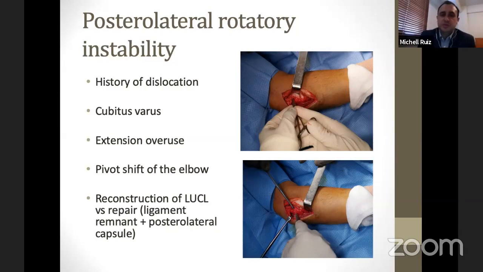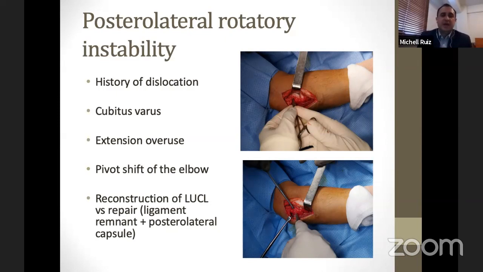Some patients, particularly those with a history of pediatric distal humerus fracture that may have residual cubitus varus, may also have very subtle signs of posterolateral rotatory instability. Those athletes that require full extension for their sport may also have extension overuse of the lateral ligament complex of the elbow and may have also very subtle signs of this rotatory instability. And although it is described that these patients may have a positive pivot shift test of the elbow, it's not very frequent because it is so painful that it's not very easy to do this maneuver in the office. Almost all of my patients will have a pivot shift only under anesthesia.